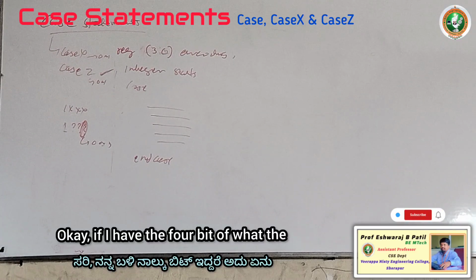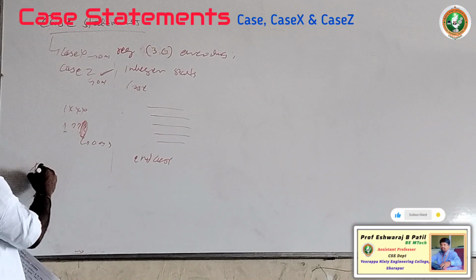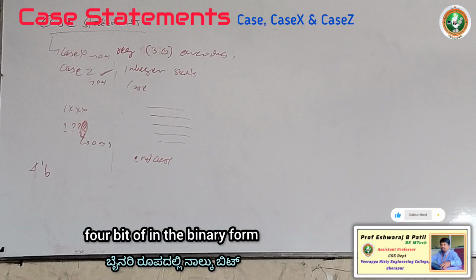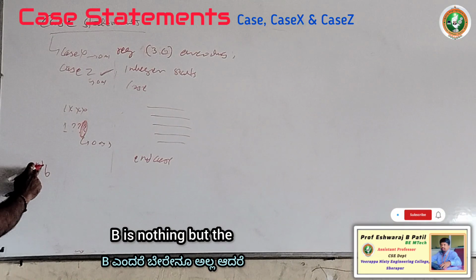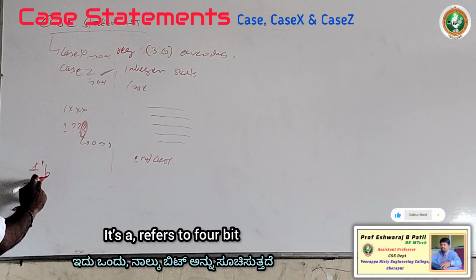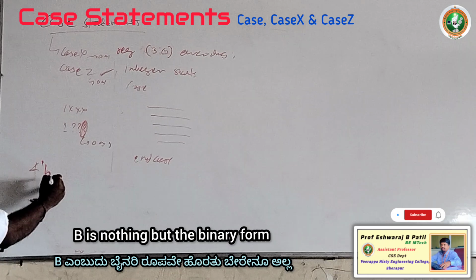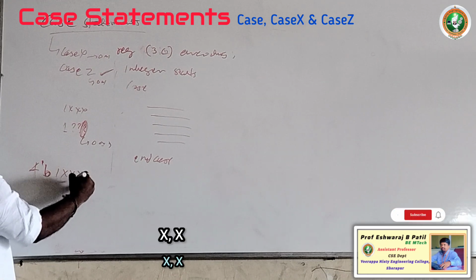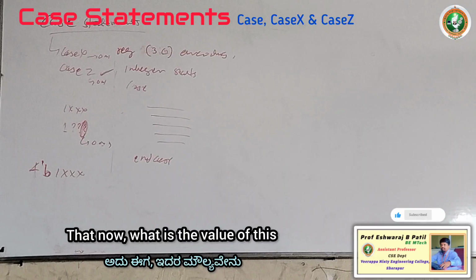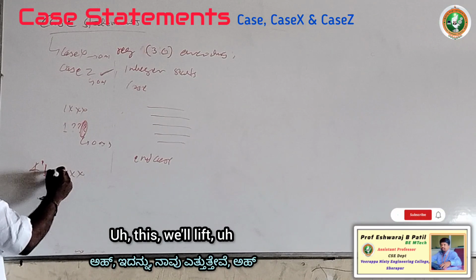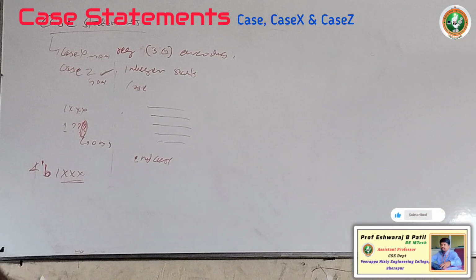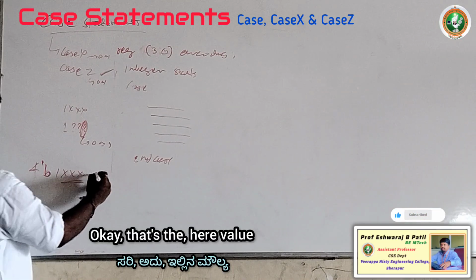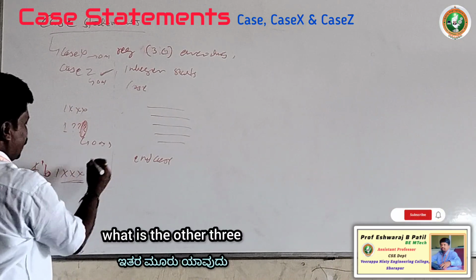Suppose I have a 4-bit value in binary form, not decimal. B is the binary form. It has the value 1XXX. Now what is the value of this? We count only the number of X's in my variable. There are three X's, so the value here would be 3.